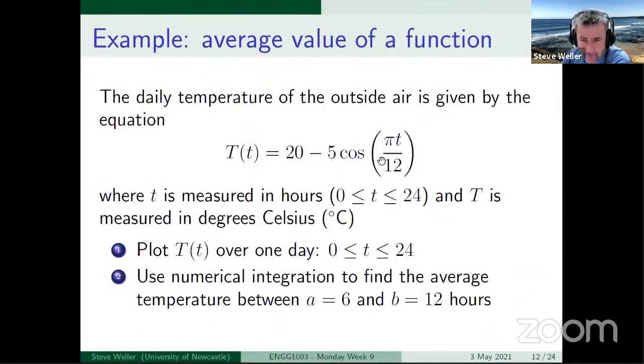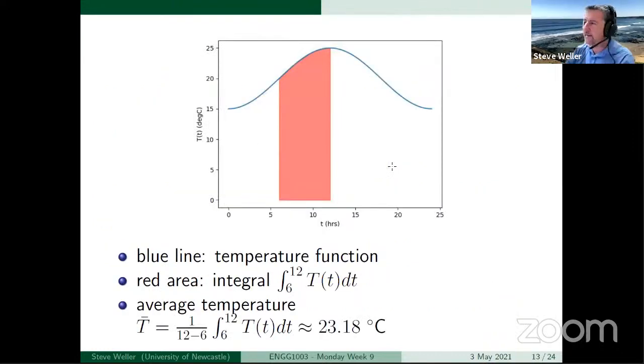These numbers 20, 5, and 12 have been chosen in such a way that the temperature variation is scaled so that at midnight, at 0 hours, the temperature is 15 degrees. It then rises steadily up until noon. It peaks here at noon at about 25 degrees Celsius. And then the temperature drops back down steadily from noon through the afternoon and into the evening and up to midnight of the next night, so that it's 15 degrees. So clearly it's a simplified modeling of a temperature variation, but it's a useful starting point. So that's the blue line.